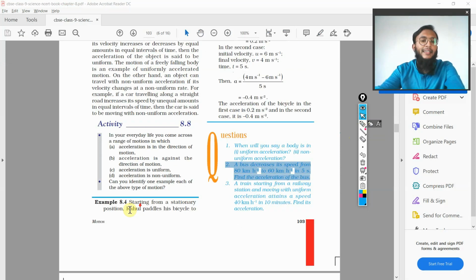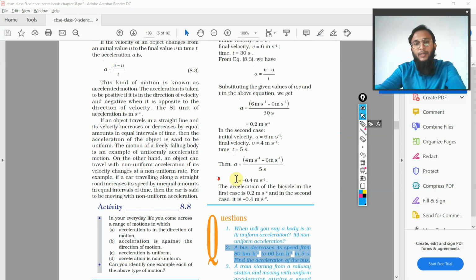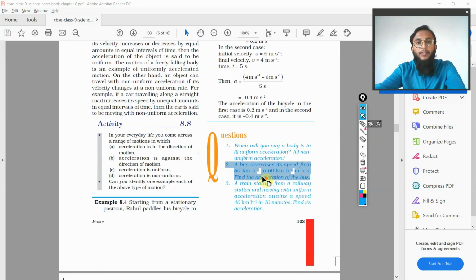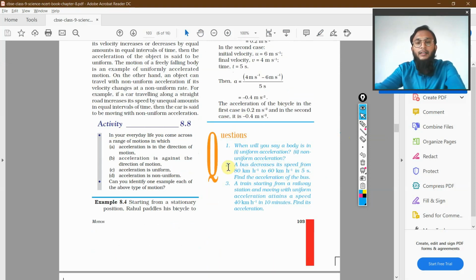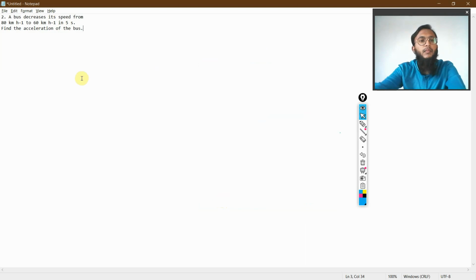If you see, there is an example here, 8.4. I request you to please solve it by yourself because the answer is already given here. There are some extra questions given, and the second question I'm going to solve for you. A bus decreases its speed from 80 km per hour to 60 km per hour in 5 seconds. Find the acceleration of the bus. Alright, let's have a look.